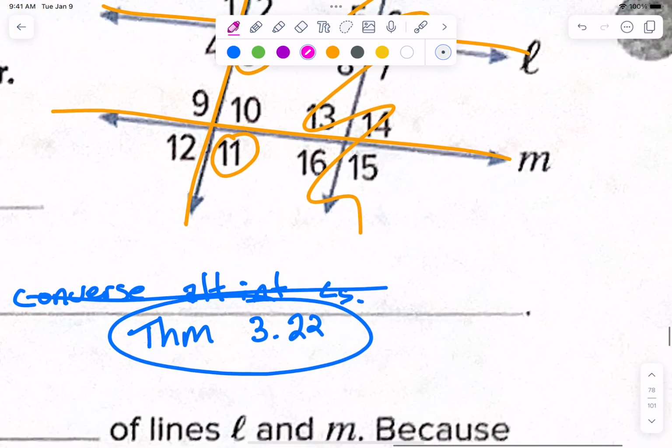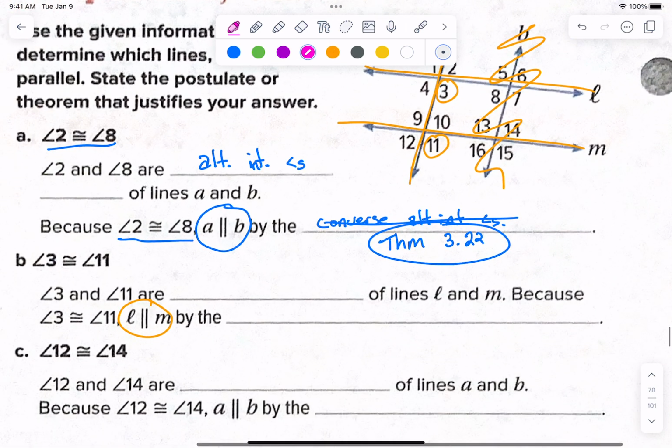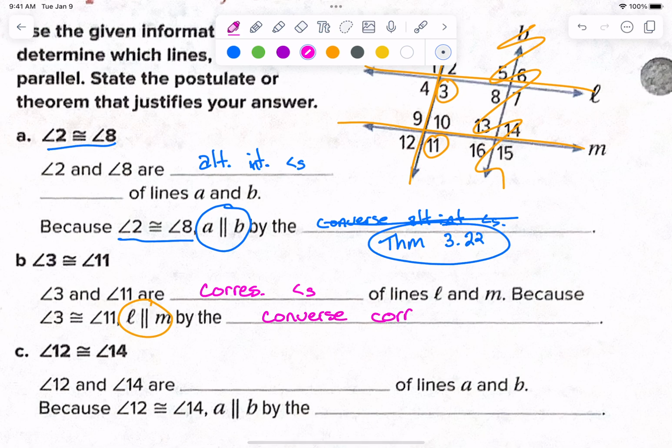Okay, 3 and 11. You said they're corresponding. I agree with that. So because 3 and 11 are corresponding angles of lines L and M, because they're the same, by the converse of the corresponding angles, which is theorem what? What's 319? Okay, by theorem 319, we have that L and M are parallel.